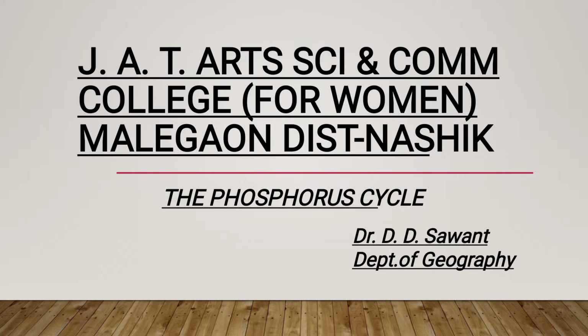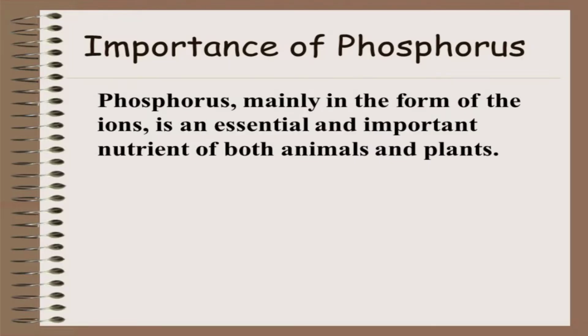Today's topic which I have taken is the phosphorus cycle. Phosphorus is important, and hence phosphorus, mainly in the form of ions, is an essential and important nutrient of both animals and plants. Phosphorus is the second most important substance after water in the biosphere, and it is most essential for the growth of organisms because it limits production in the biospheric ecosystem.